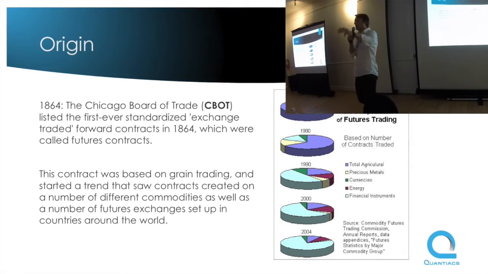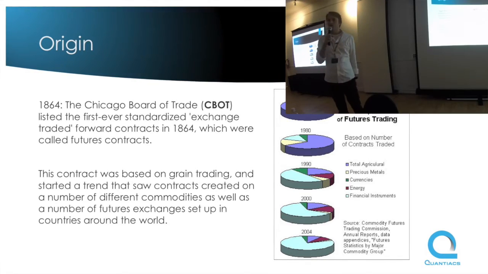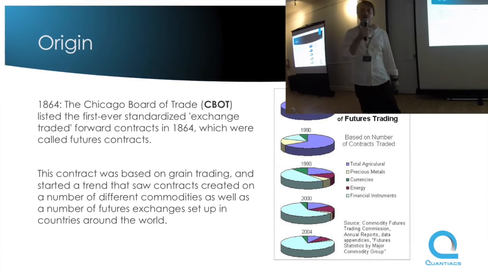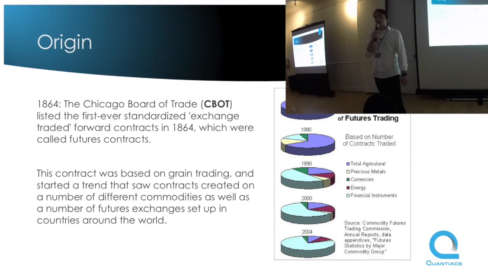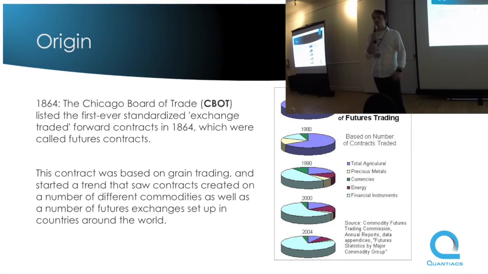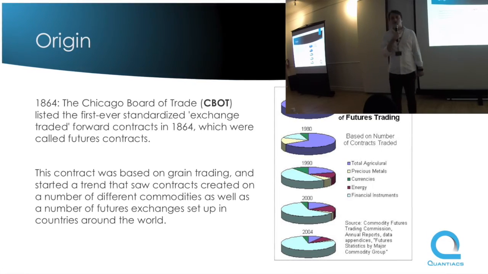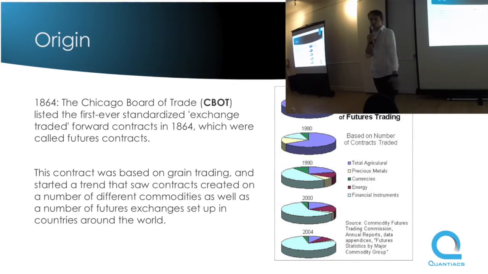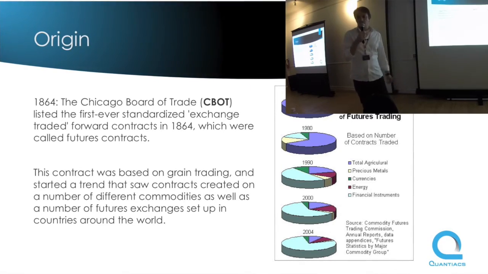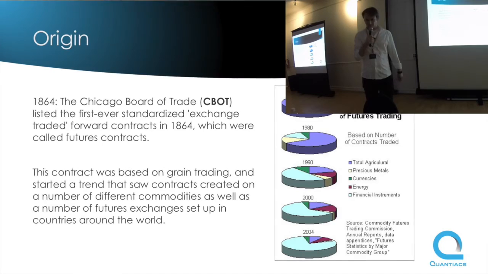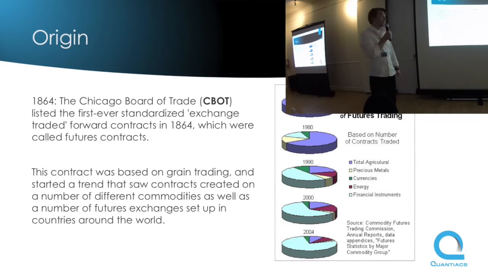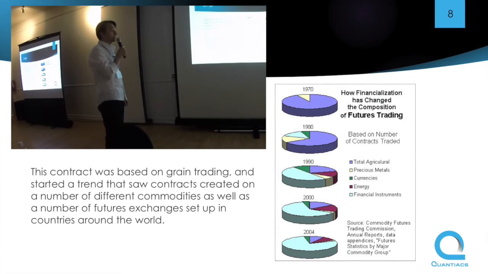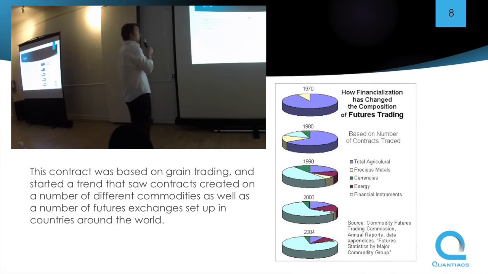So I could theoretically create a forward and sell Dirk my car in May next year. This would be a forward contract. Why not? But it's not standardized in any way, and it's not exchange traded. So the origin of these standardized and exchange traded futures was around 1864. And in the beginning, it was primarily used for agricultural commodities.